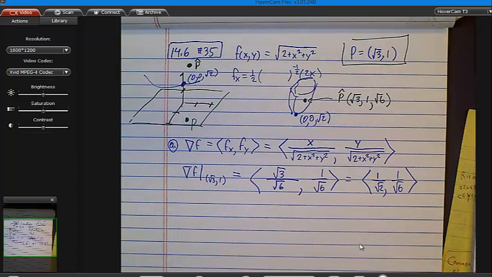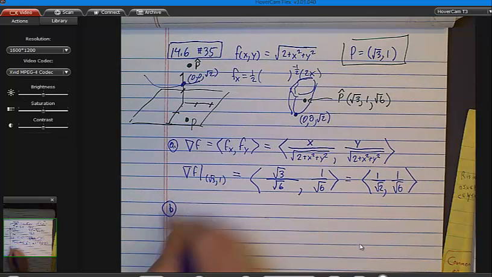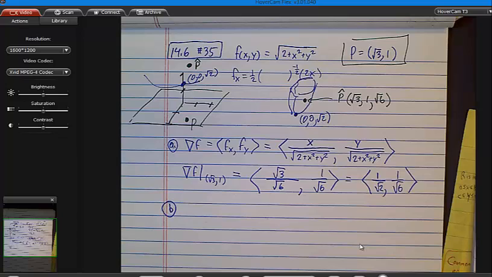So far, so good? Part B. They asked me to find all angles theta with respect to the positive x-axis associated with directions of maximum increase, maximum decrease, and zero change, right? So we know that the gradient gives you maximum increase, maximum decrease, right?